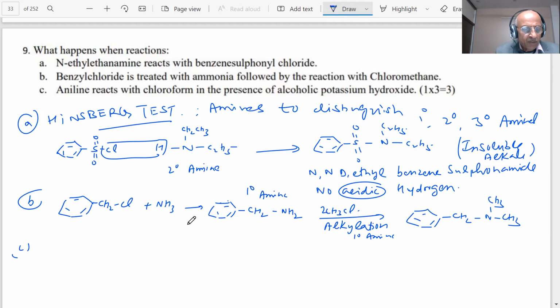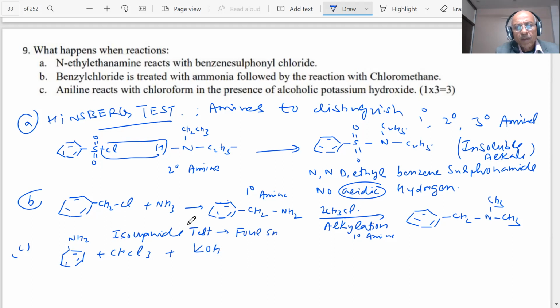Aniline reacts with chloroform. NH2, chloroform in the presence of potassium hydroxide. You have studied, student, the isocyanide test. It has a very foul smell. Isocyanide test or the carbylamine reaction. This is also called the carbylamine reaction. What you produce is isocyanides, which have a very foul smell. It is a test for the primary amine, students. Both aliphatic and aromatic amines will give this test.